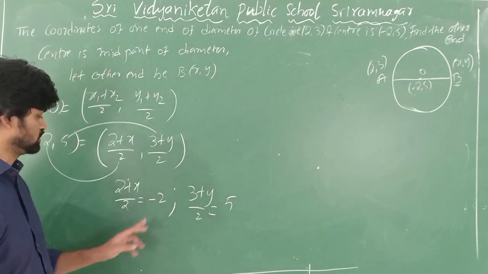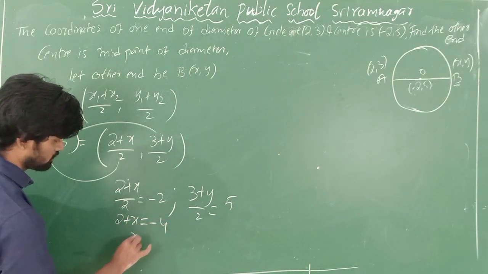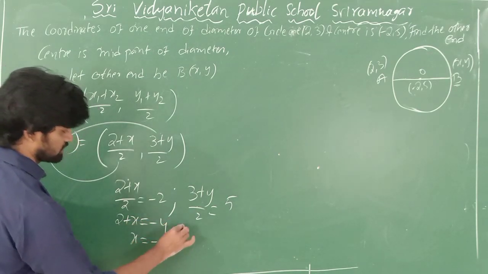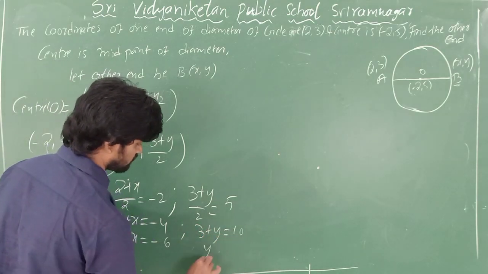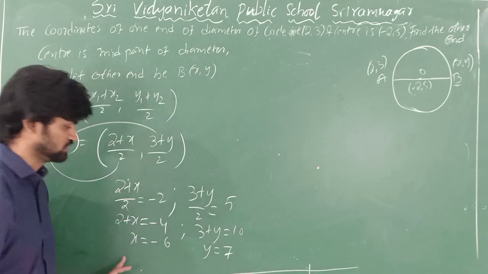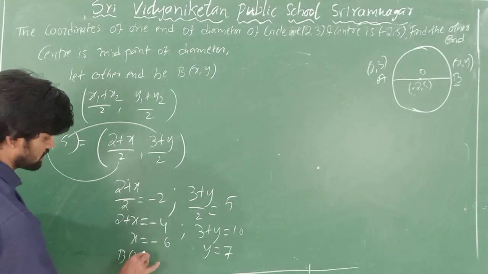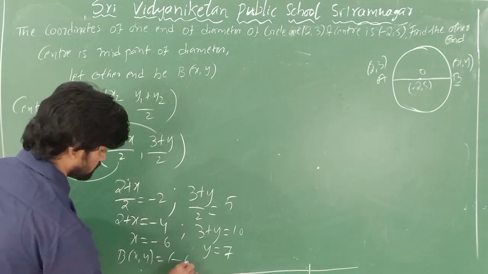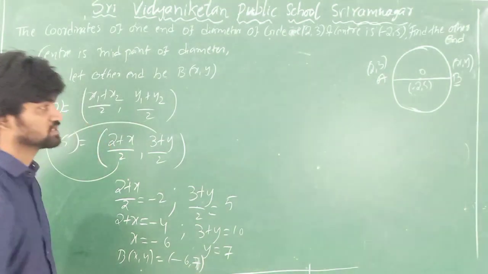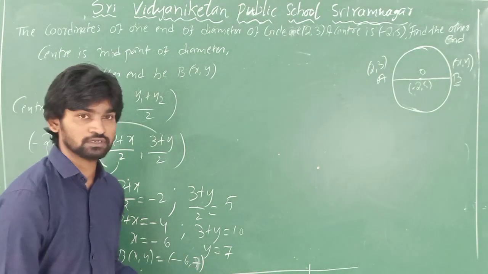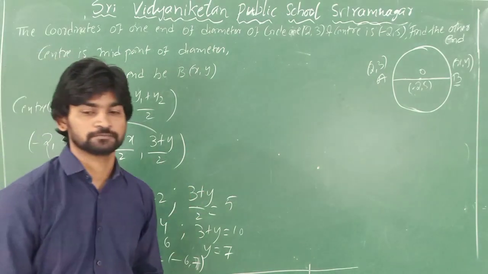So we send it to the other side. 2 plus x is equal to -4. x is equal to -6. Here 3 plus y is equal to 10. y equals 7. So the other end is x, y equals -6, 7. This is an important model. Okay. Let us see one more type of question.